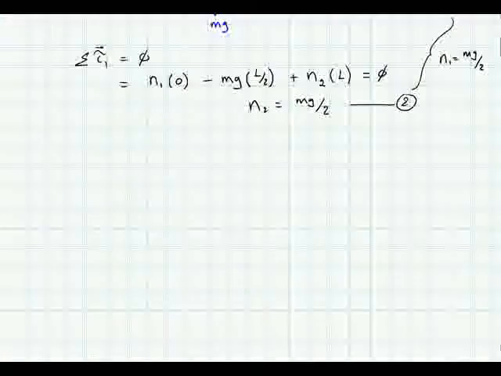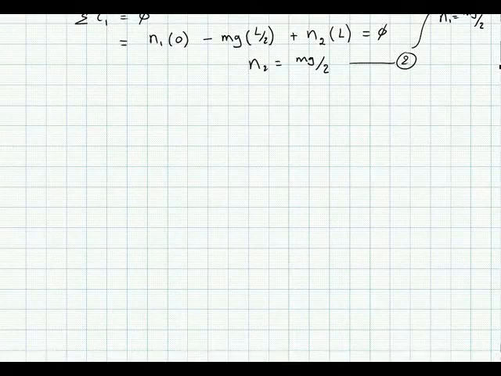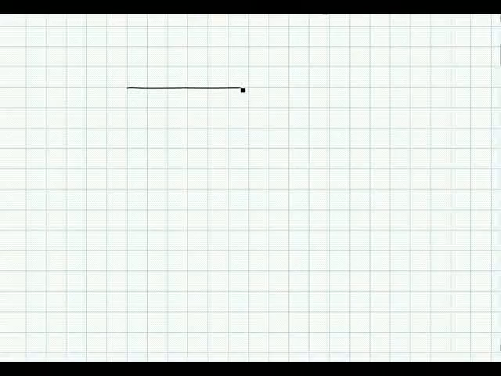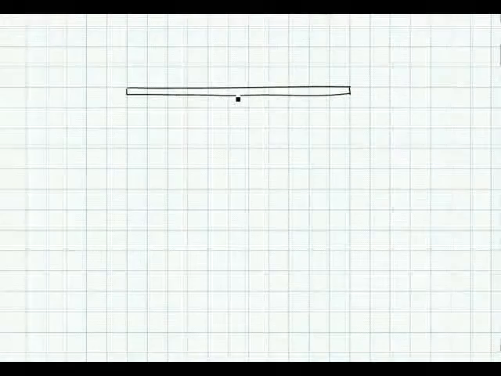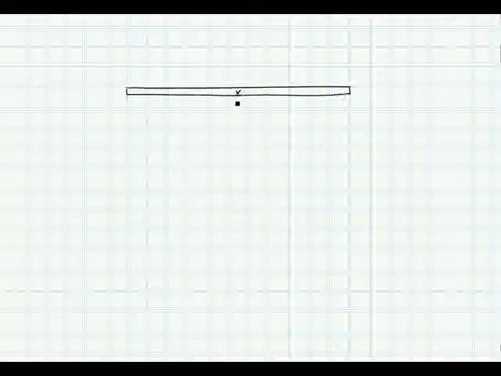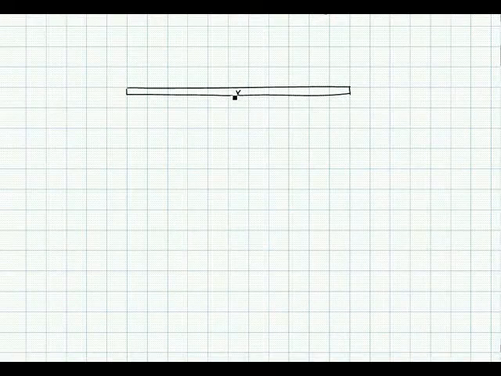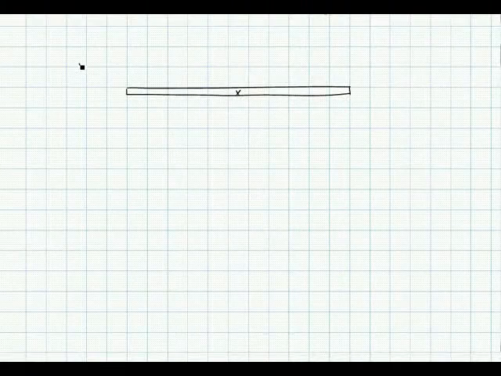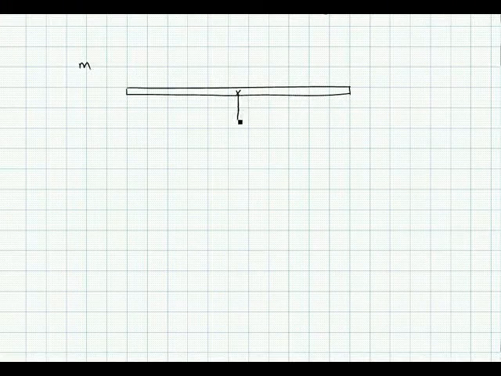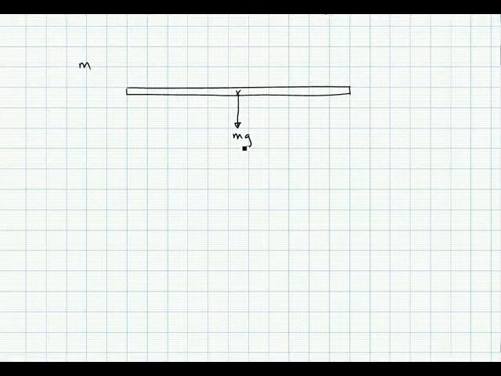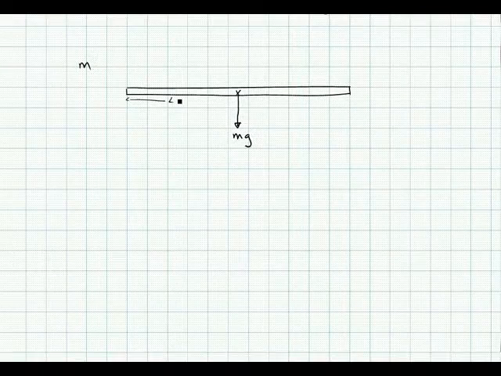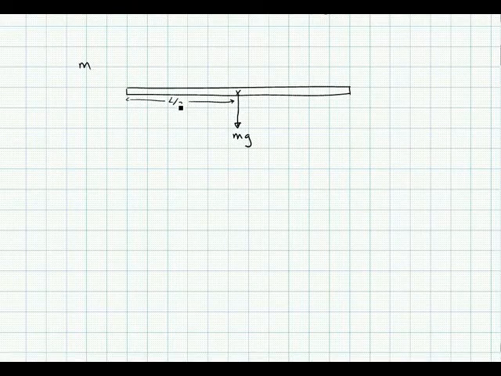Now let's entertain a slightly more interesting scenario. In this case, let's say we have our beam. Once again, uniform mass distribution, so you know the force due to gravity acts at the center. So let's say that the beam has mass m. So here is our force due to gravity acting on the beam, and once again this is L over 2 if the length of the beam is L.